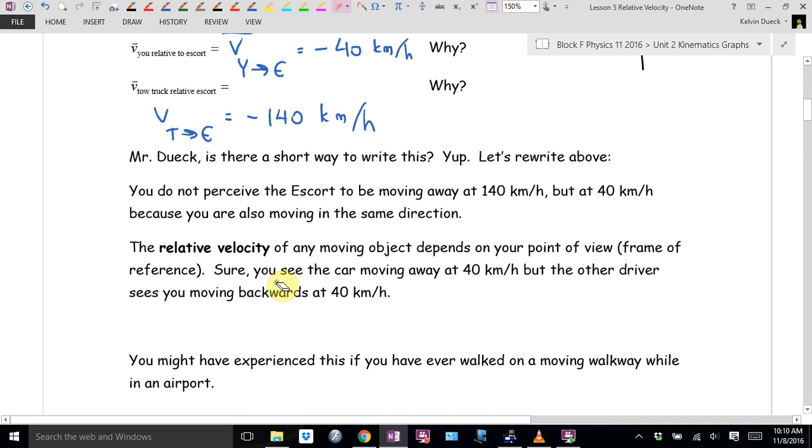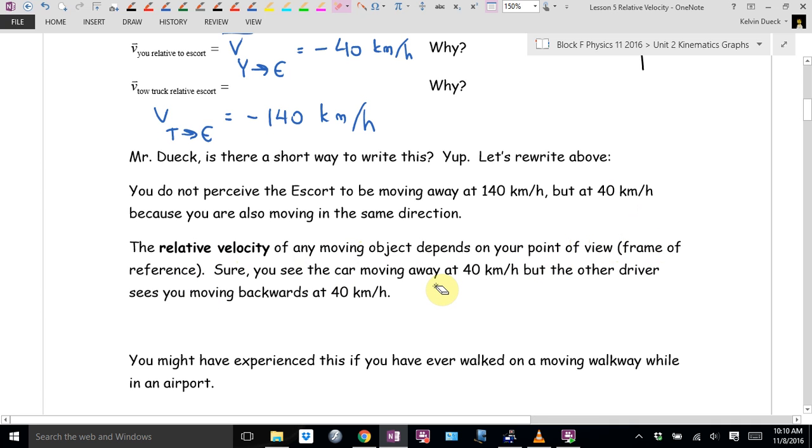So, you don't perceive the Escort to be moving away at 140 kilometers per hour because you're moving already. You see it going past you at a relative speed of 40 kilometers per hour. The Escort sees you backing up at 40 kilometers per hour, but the relative speed between you is 40 kilometers per hour. The relative velocity or relative speed of any moving object depends on your point of view, or the fancy word, your frame of reference.